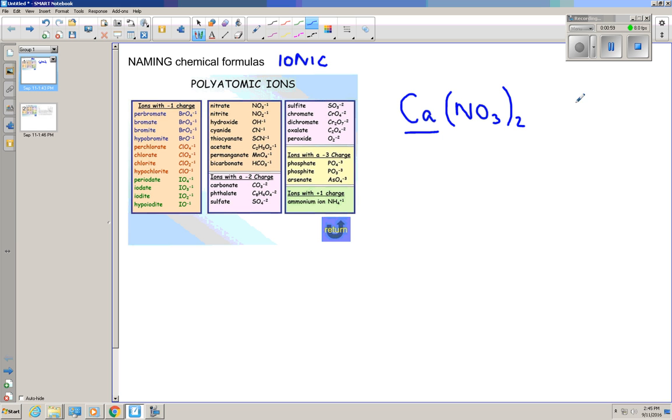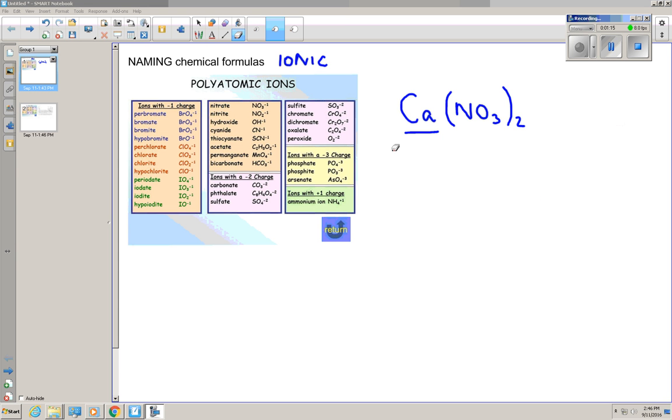Just as an example, if almost all the elements in the formula are nonmetals, as in carbon dioxide, then it will be a covalent formula. And we'll talk about how to name those later.